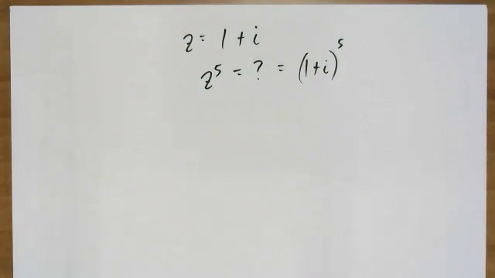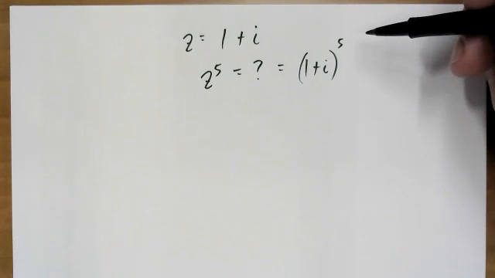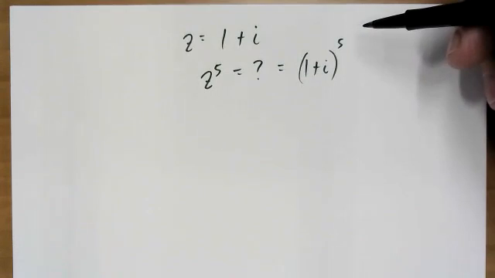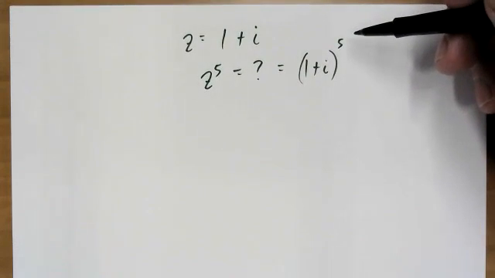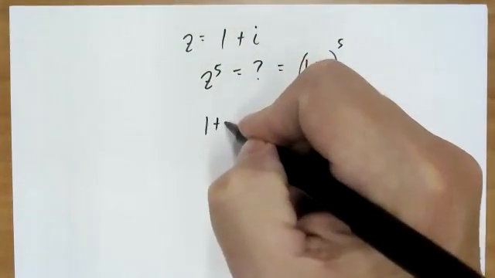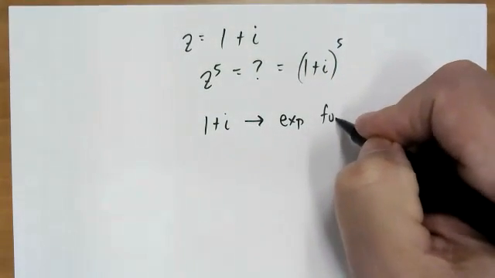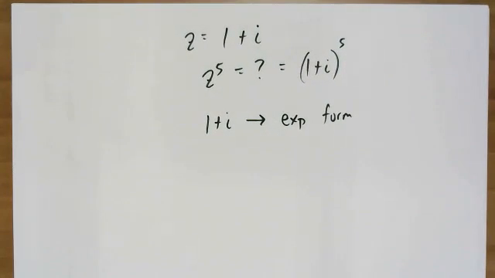Now you could do that algebraically, but it would be a little painful and messy and could take a while. But instead, let's be smart and let's use our polar coordinates in the exponential form. So here's what I want to do. I just want to take 1 plus i, and I want to eventually express this complex number in the exponential form with polar coordinates r and theta.